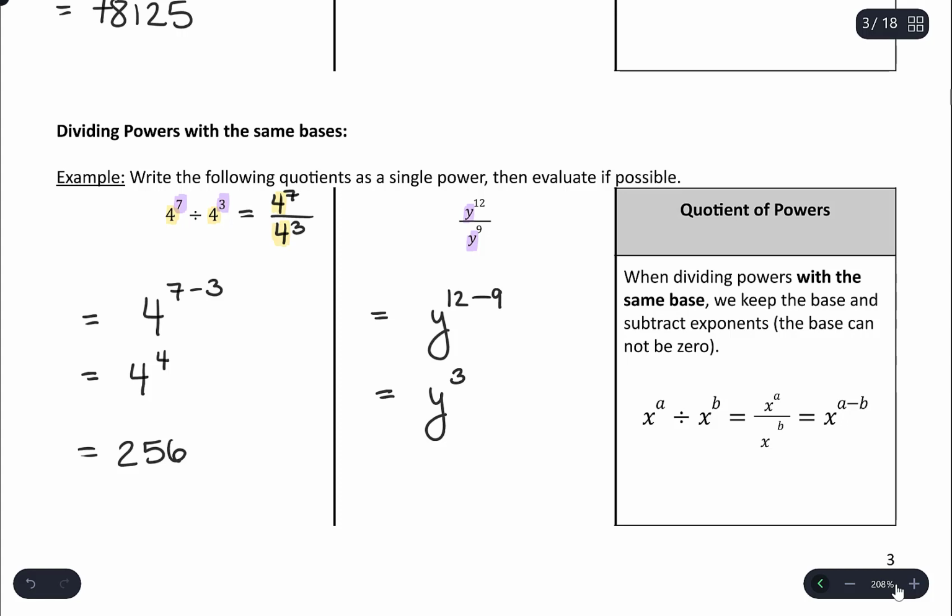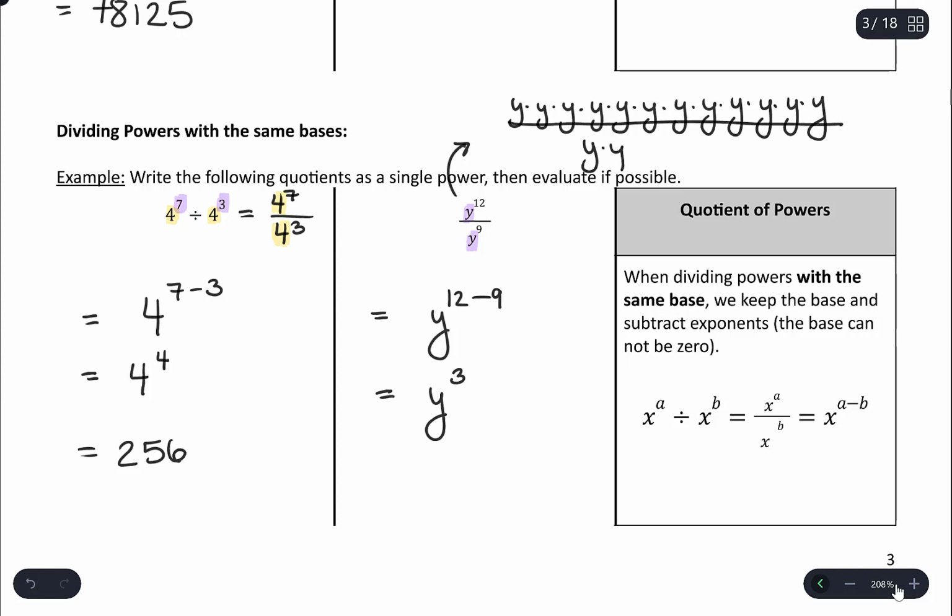And this sure is a lot faster than writing out our power as simply 1, 2, 3, 4, 5, 6, 7, 8, 9, 10, 11, 12. And then the denominator, there's 9 of them. 1, 2, 3, 4, 5, 6, 7, 8, 9. And then going 1 from the top, 1 from the bottom, 1 from the top, 1 from the bottom.